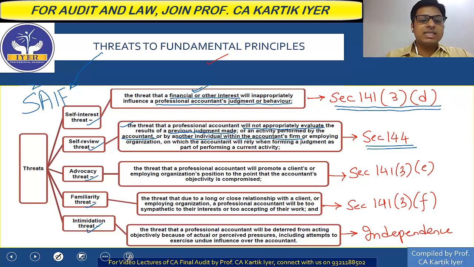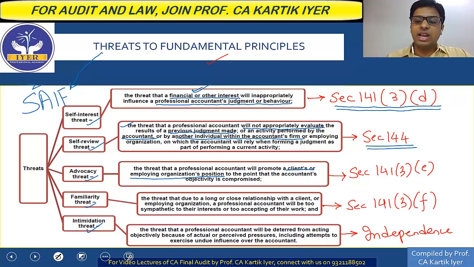Okay. Next is advocacy threat. Let's see this. The threat that the professional accountant will promote a client's or employing organization's position to the point that the accountant's objectivity is compromised. So basically, he's boasting about the client only. He's telling good things about the client. Client is this, client is that. In one way, he's marketing for the client. So that is not done.